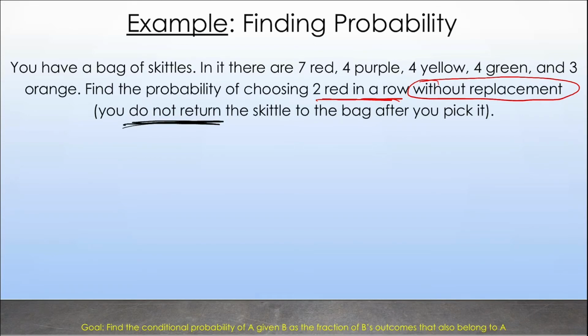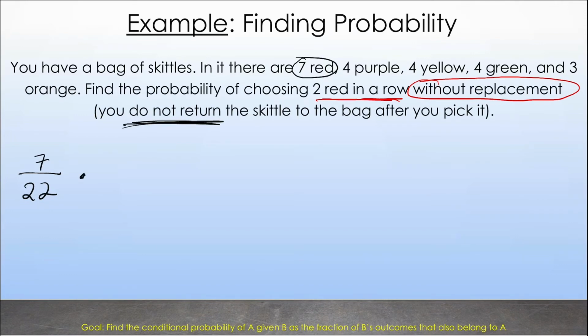Okay? So let's see how many total Skittles I have. And we're saying 2 red in a row, so I'm going to have 2 draws. So on the first draw, I have a chance of 7 reds. And how many total Skittles are there? I have 7 plus 4 plus 4 plus 4 plus 3. 22. So I have a 7 out of 22.